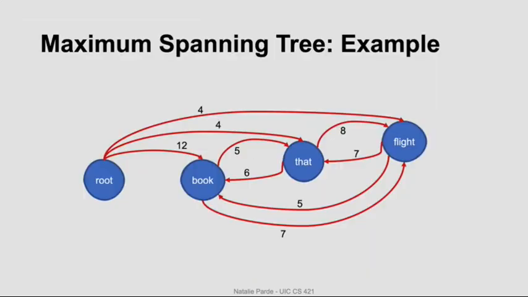To see what that would look like, let's consider that we have a very short sentence, "book that flight." We'll create nodes for those 3 words and then also a root node. And then we'll create directed edges representing head-dependent relations between the nodes with different weights. The maximum spanning tree, given the nodes and weighted edges, would look like this.